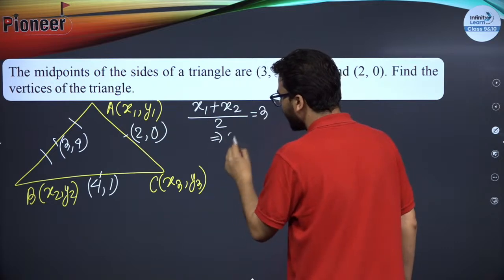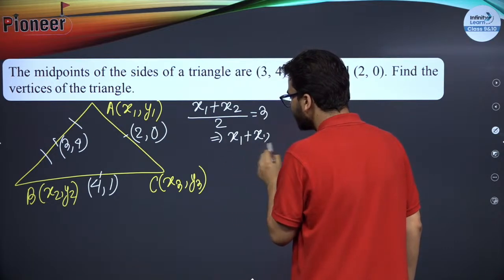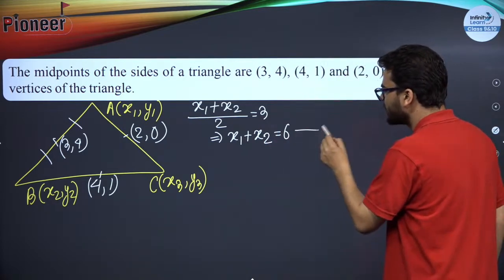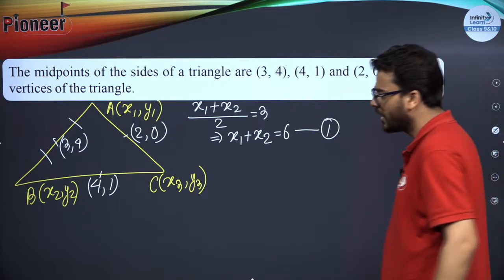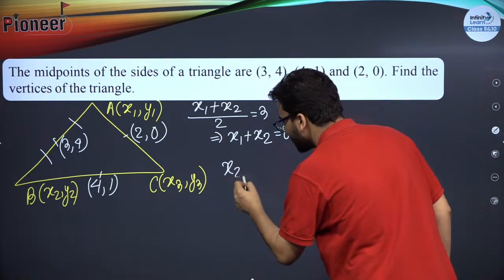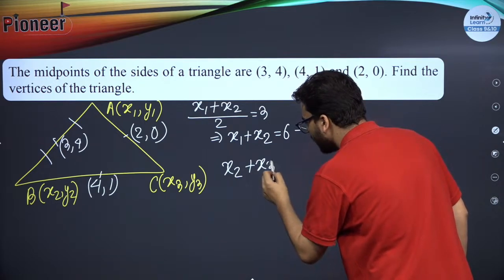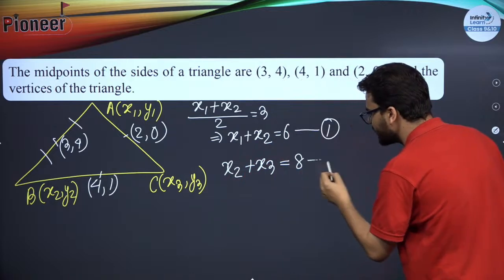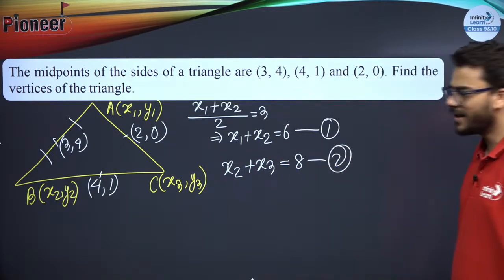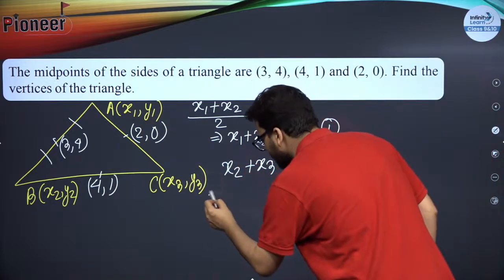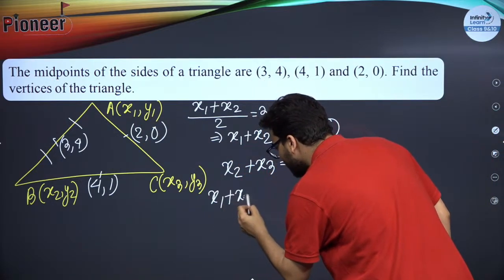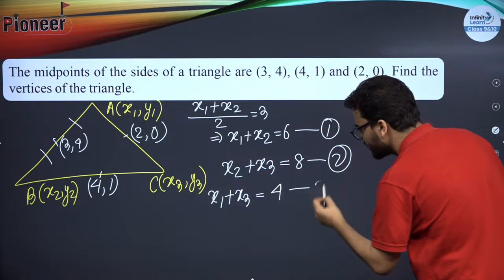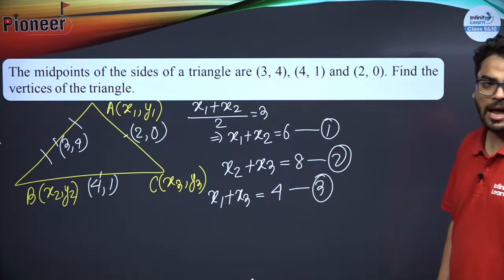So can I not say over here that x1 plus x2 is equal to 6? Can I say that, guys? So that is the first equation. In the same manner, can I not say that x2 plus x3 will be equal to 2 times 4, so that is 8. This is the second equation. In the same manner, x1 plus x3 will be 2 times 2, so that is equal to 4. So this is the third equation over here. I hope this is clear.